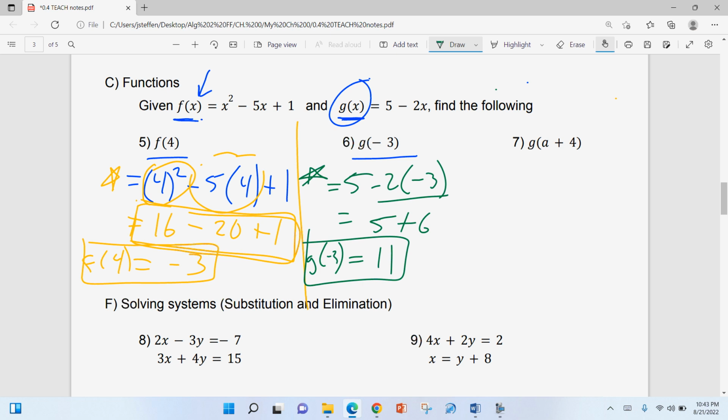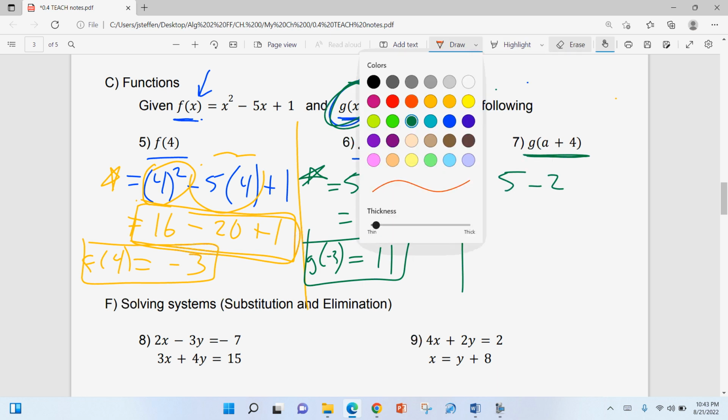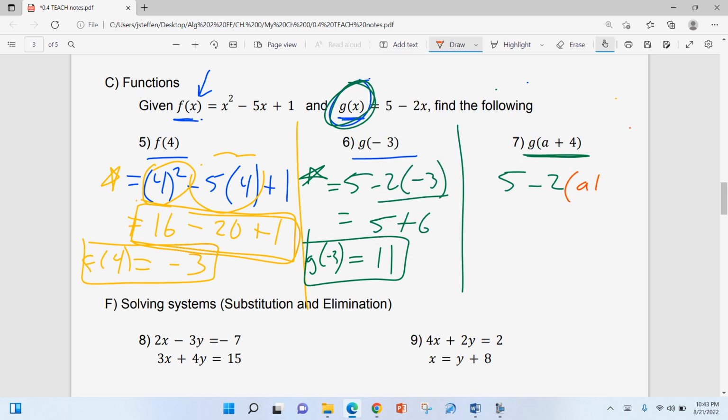And the last one, we did this before, but it's saying g of a plus 4. So I go to my g equation and I plug in a plus 4. So instead of 5 minus 2 times x, we don't have that x, we are plugging in a plus 4, and then we just simplify. So distribute that to the negative 2, negative 2a minus 8. Combine your like terms, negative 3 minus 2a.